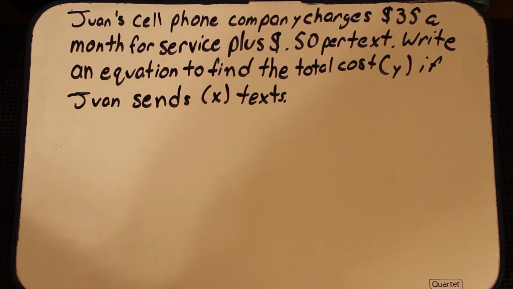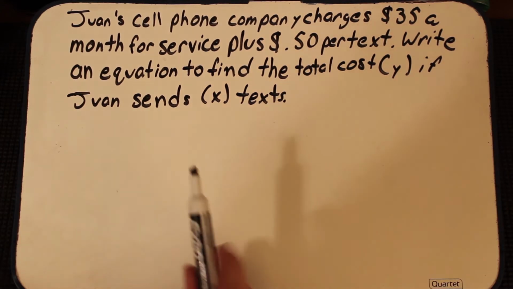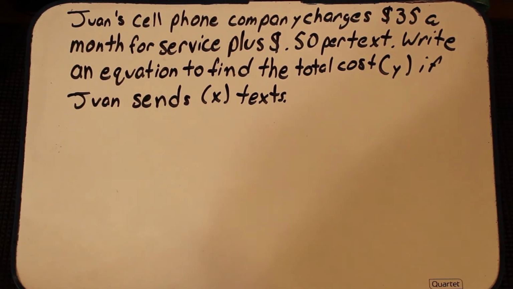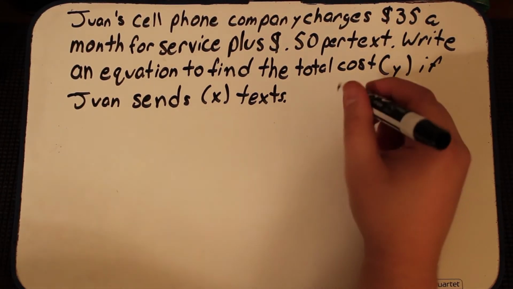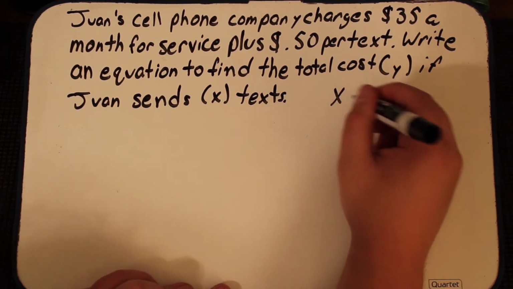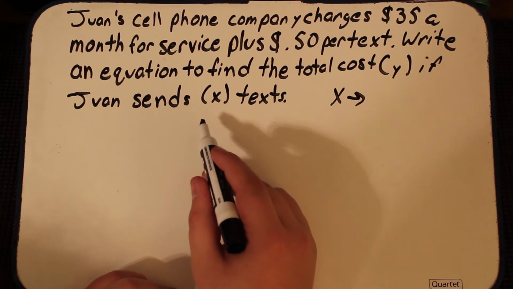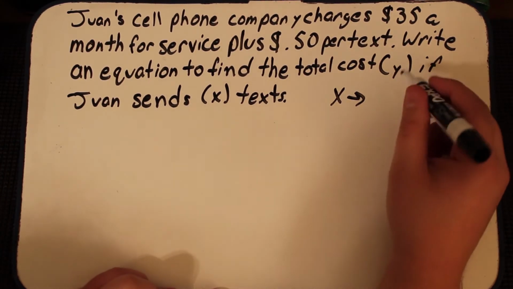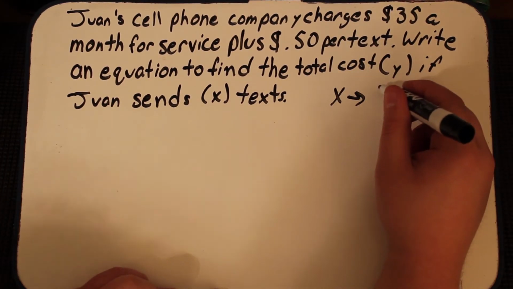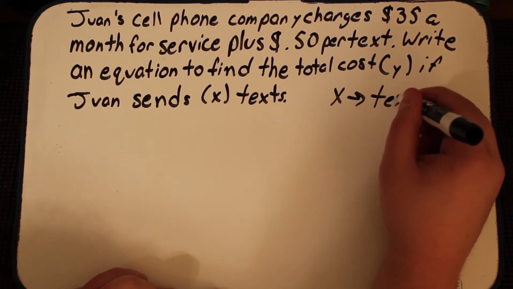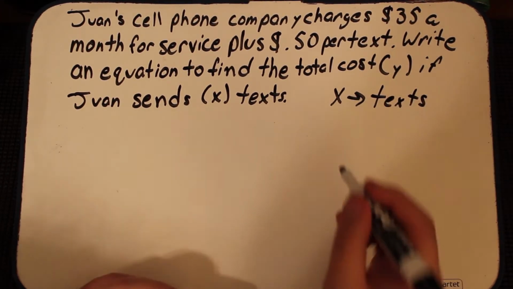So the first thing I need to do when I'm looking at a problem like this is define my variables. Thankfully, they again gave us what the variables are. So first thing I'm going to do is write down my x. And what is my x? Well, the x is the number of texts sent. So I'm going to write either number of texts or just text, so I know what it is.